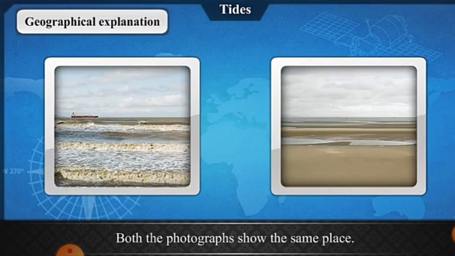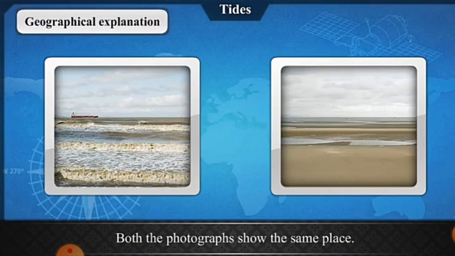Both the photographs show the same place. If you stay near the coast for some time, you will realize that the sea water is sometimes very close to the coast, while at other times it is far away from the coast. We call these movements of the sea water tides.